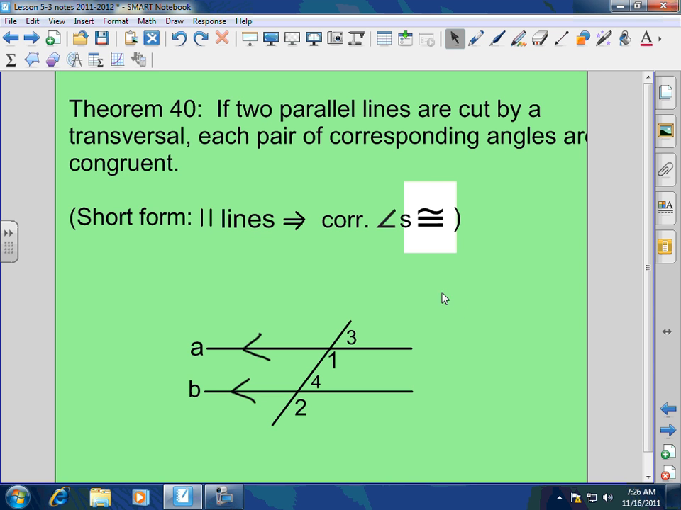All right, let's continue. So we got corresponding angles here. If line A is parallel to line B, then angle 1 will be congruent to angle 2 because of corresponding, and angle 3 will be congruent to angle 4 because of corresponding.